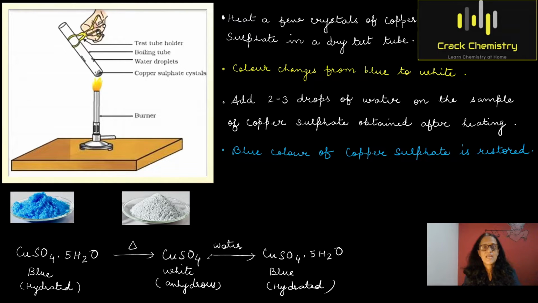For example, in case of copper sulfate, 5 water molecules are associated with it. In case of hydrated ferrous sulfate salt, 7 water molecules are associated with it. Now we are going to define another term, which is water of crystallization. Water of crystallization is a fixed number of water molecules present in one formula unit of the salt.